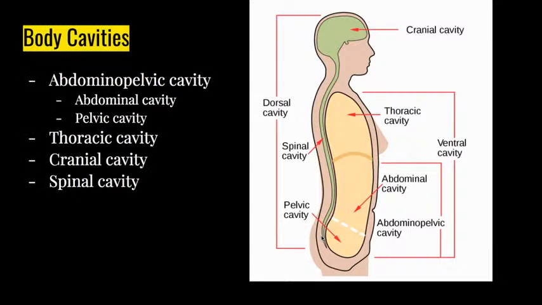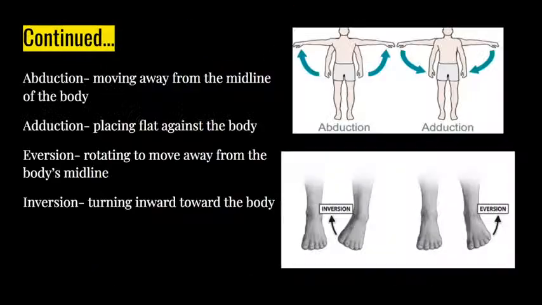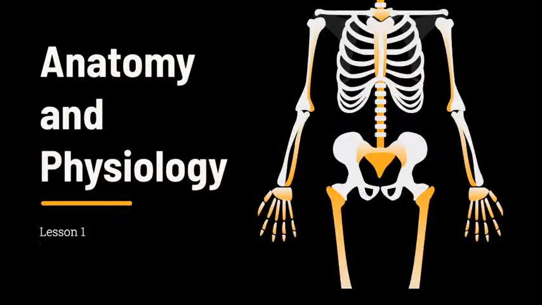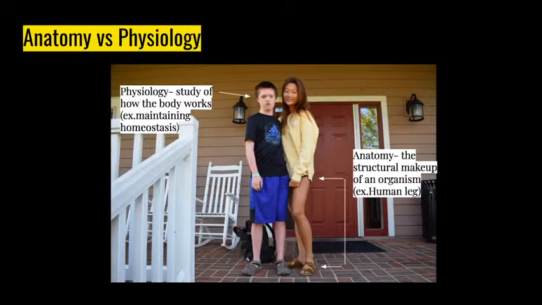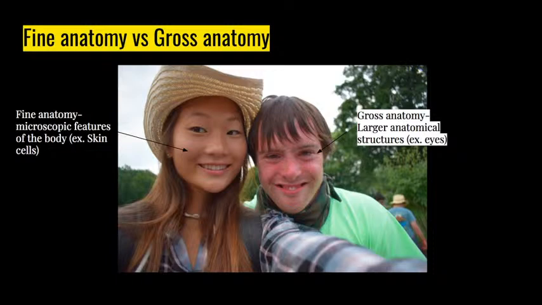So this is the overview of the first lesson of anatomy and physiology. Let's go over what we have learned today. First, we talked about the difference between anatomy and physiology. Anatomy is the structural makeup of an organism, and physiology is the study of how the body works. Then we talked about fine anatomy and gross anatomy, where fine anatomy is features that you can only see from a microscopic view, while gross anatomy is larger anatomical structures.